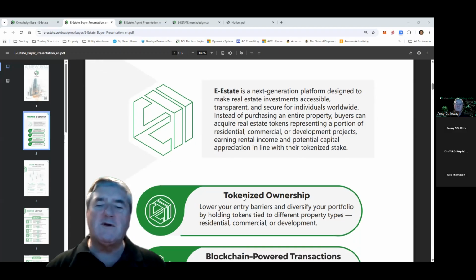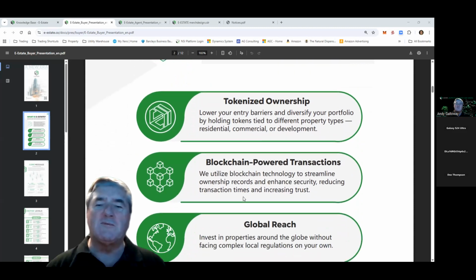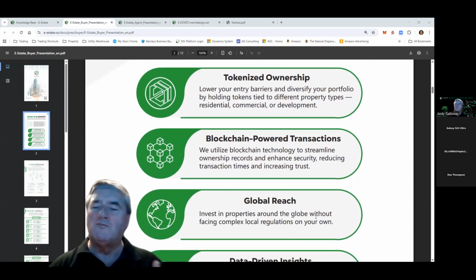It's tokenized ownership. And tokenized ownership simply means that you don't need to own the whole property. You can own a share of it. A property is taken and is tokenized. What that means is it's divided into a number of shares based on the value of the property. And the tokens that we use are EST. That's eEstate's own internal coin.